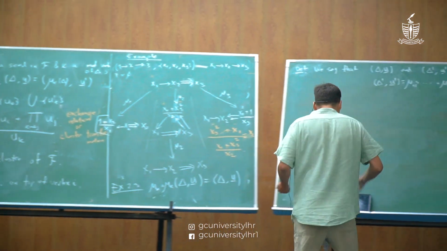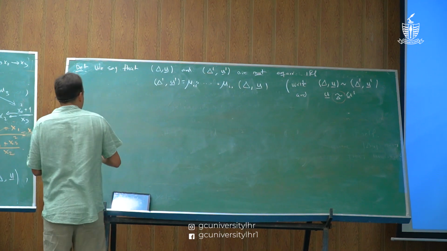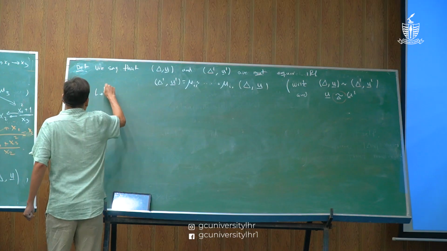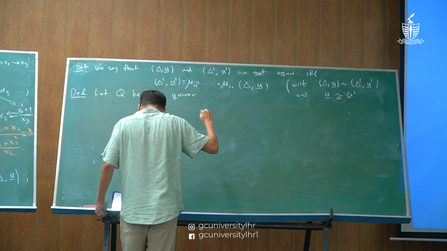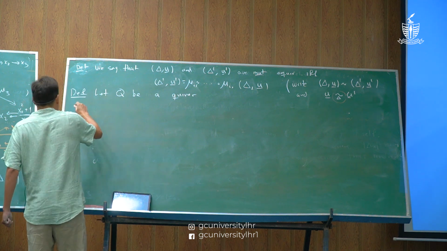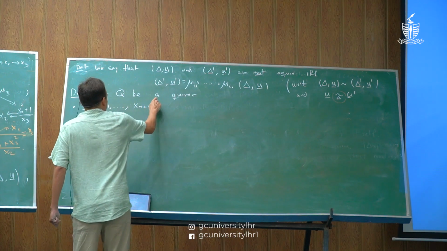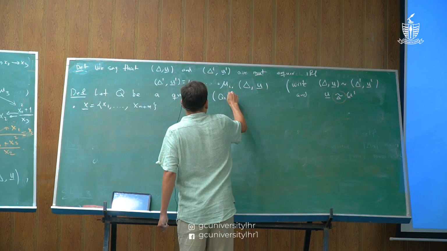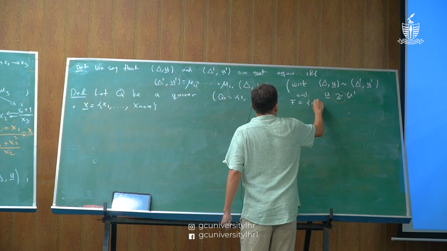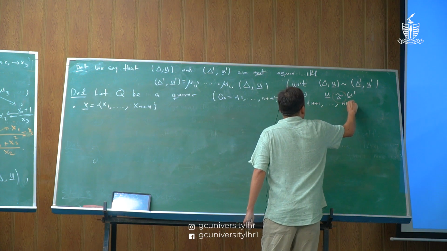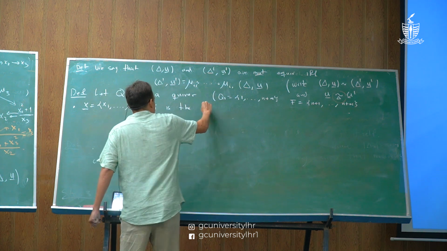So okay, now we are ready to define a cluster algebra. Okay, definition. Let Q be a quiver. So first of all, we will let x be x1 through x_{n+m}. So as always, I will suppose that Q is 1 to n plus m, and that the frozens are the last m vertices. Okay? So this is the initial cluster.